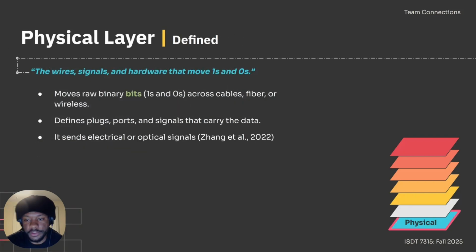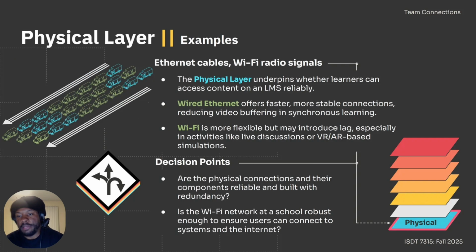The physical layer moves raw binary bits, ones and zeros, across cables, fiber, or wireless. It defines the plugs, ports, and signals that carry the data, sending electrical or optical signals to represent digital information. The physical layer underpins whether learners can reliably access content on an LMS. Wired Ethernet offers faster, more stable connections, reducing video buffering in synchronous learning. Wi-Fi provides flexibility but may introduce lag during live discussions or VR-based simulations.